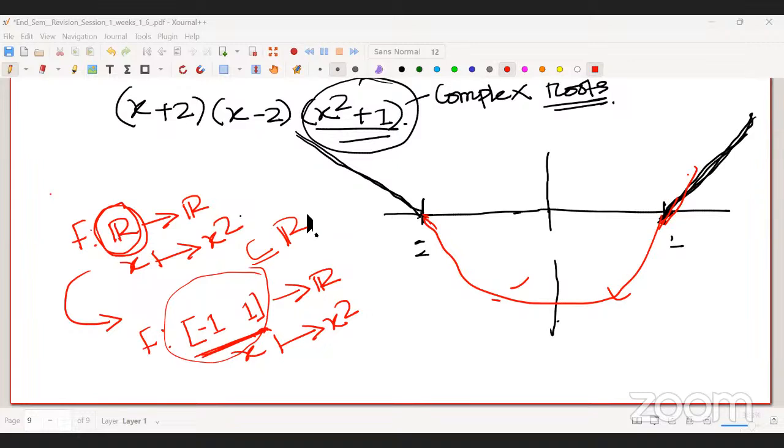Yes, correct. That was my clarification. Thank you very much, sir. So the thing is, if a function is defined on a big set, then it is also defined on a subset of that big set. That is what it's saying. Correct, sir.